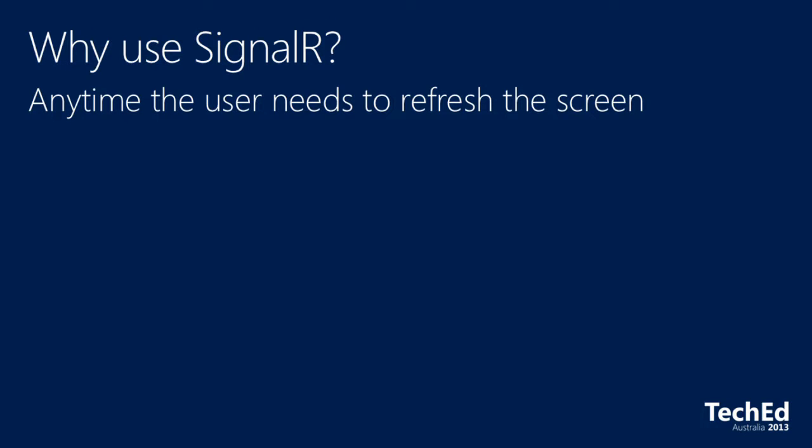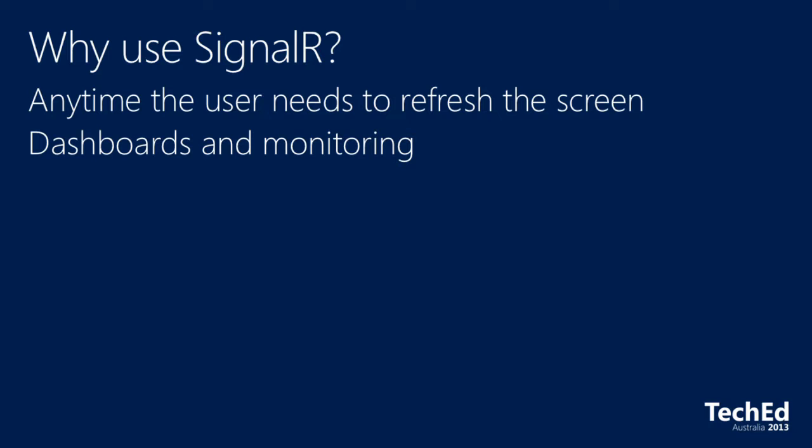So just to recap on that, anytime the user needs to refresh the screen, it's the obvious one, I think I've done that one to death. Dashboards and monitoring. So you have a dashboard that is connected to your e-commerce system, and maybe that can update in real time about the orders that have gone through or the errors that have occurred. So SignalR can do those types of things as well.